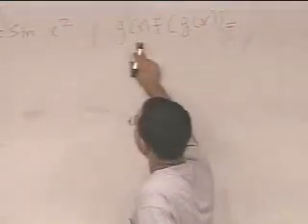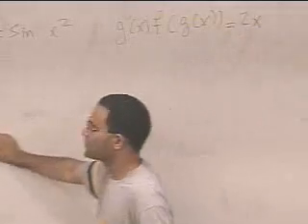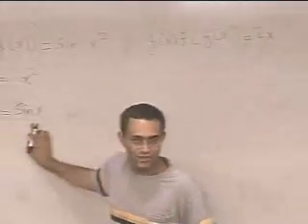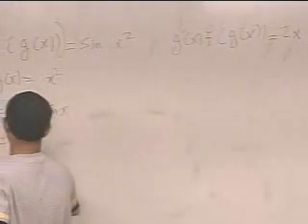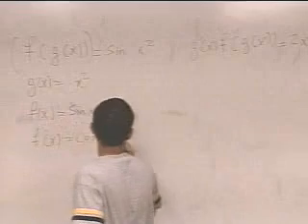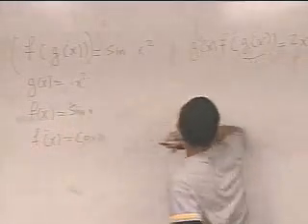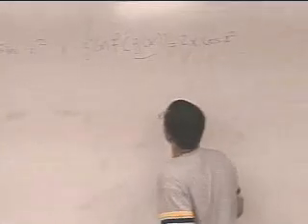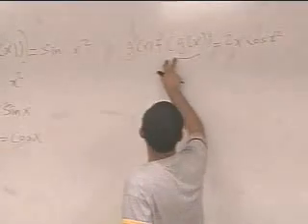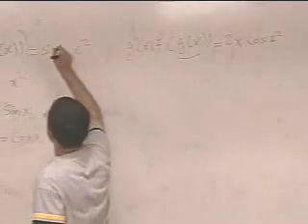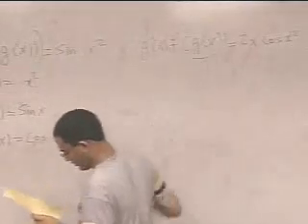So g prime of x is 2x. What's f prime of x? Does anybody remember the derivative of sine of x? Cosine of x. So the derivative of sine of x is cosine of x, multiplied by cosine of g of x, which is x squared. So this is something that you should remember, that the derivative of f of g of x is g prime of x times f prime of g of x. That's it.